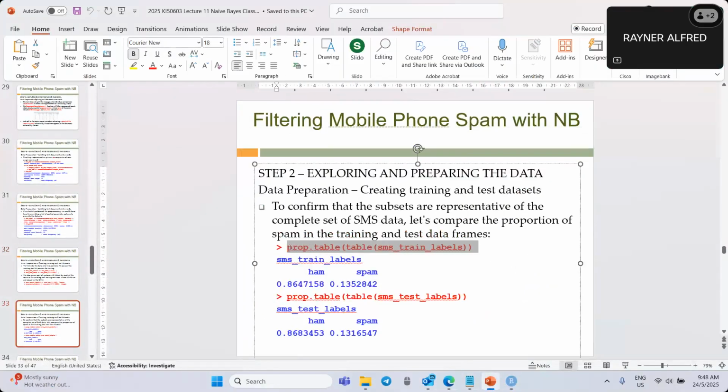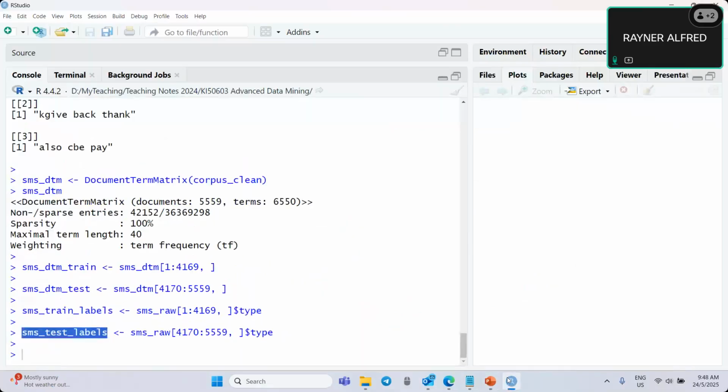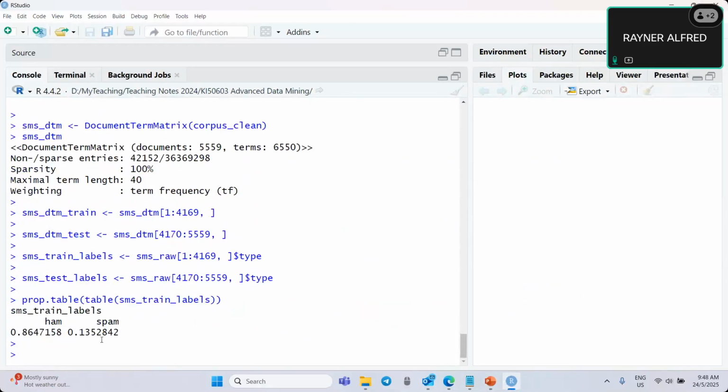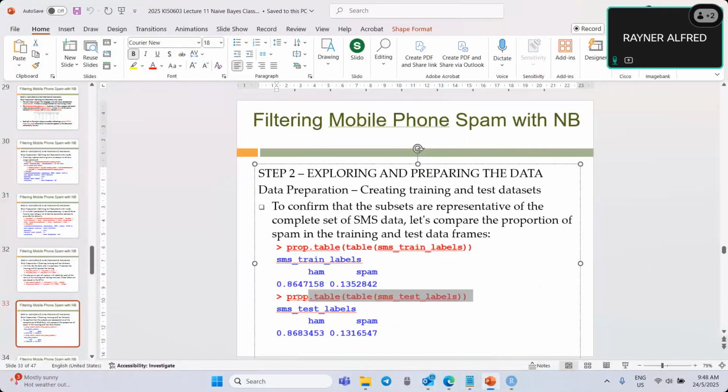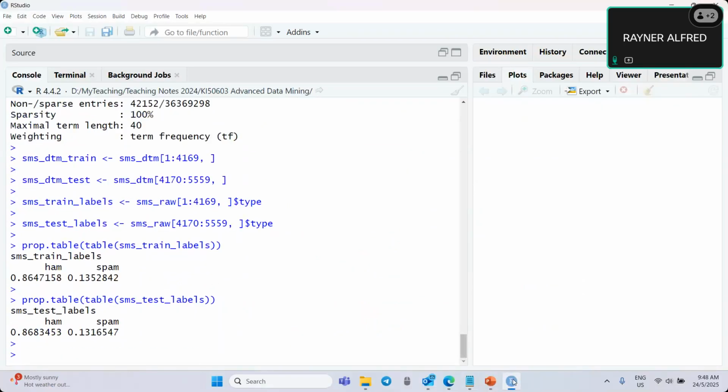If you want to look at the probability of the classes, we have 85% ham and 15% spam. This is for the training, and this is for the testing. That's why we have an equal proportion of ham and spam for both training and testing.